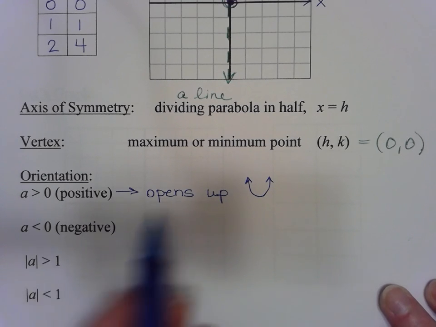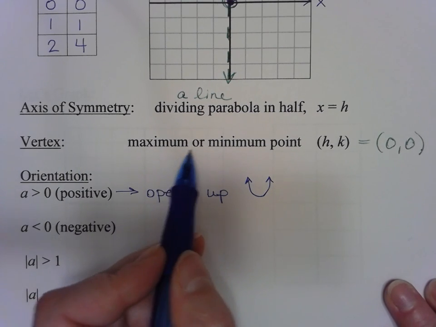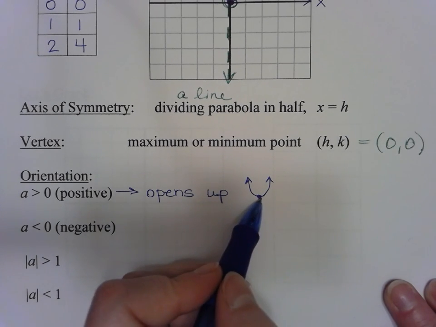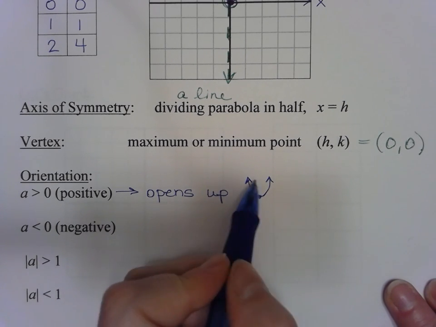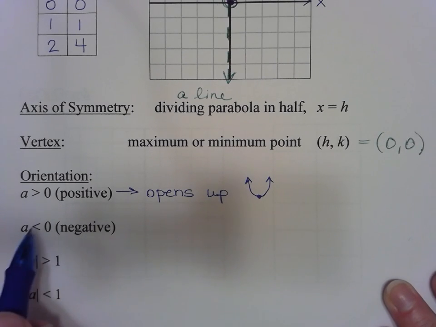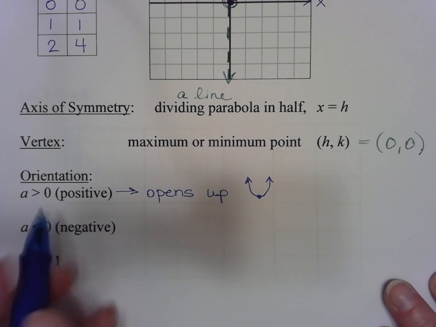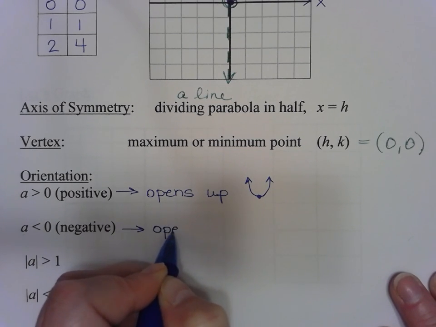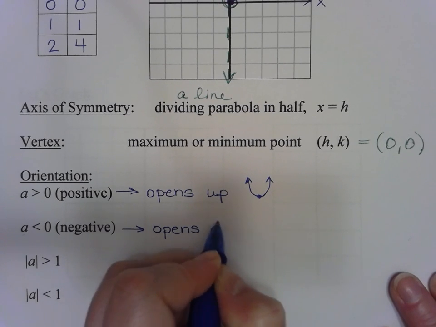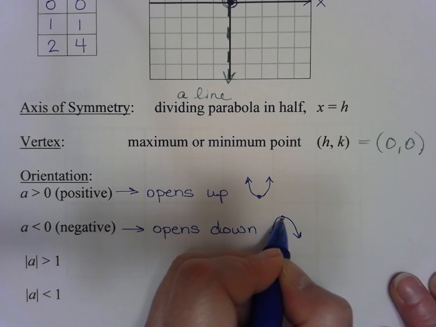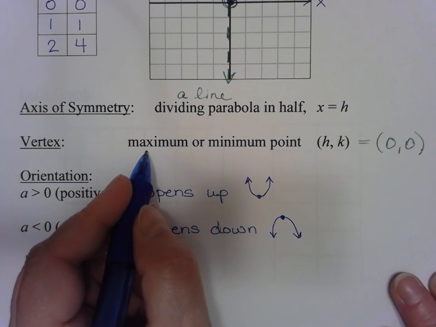Okay, and when it opens up, notice I'm going to point back to the vertex here, right? The vertex will be at the bottom, just like the one we just drew. So if my parabola opens up, then the vertex is a minimum, right? It's at the bottom. If that number for a is negative, then basically my graph gets flipped upside down. And so now my parabola opens down. And the vertex now is a maximum, right? It's at the top.